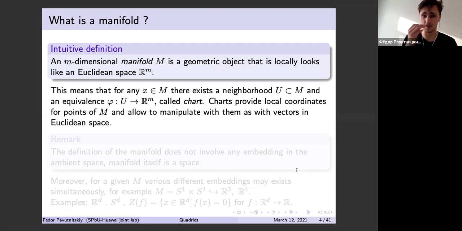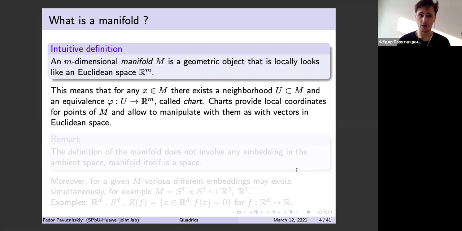So how to formalize this locality? Sometimes I will refer to slides, sometimes I will just speak. In the end, I will share the slides, so in some sense they're self-contained. It means that for any point, we have some neighborhood that is homeomorphic to some Euclidean space. This neighborhood is called a chart, and in general, a manifold can be covered by a few charts, and they have intersections between them, and these intersections should be compatible in a certain way.